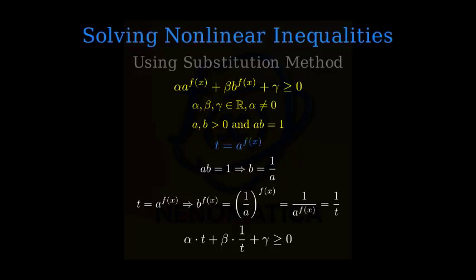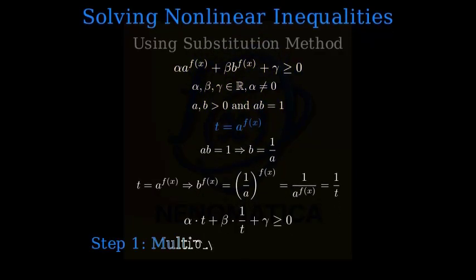We replace a to the f of x with t, and b to the f of x with 1 over t. This gives us alpha times t, plus beta times 1 over t, plus gamma is greater than or equal to 0. Notice how our inequality has been transformed into a much simpler form involving t and 1 over t, which is a rational function of t. Let's solve this rational inequality step by step.